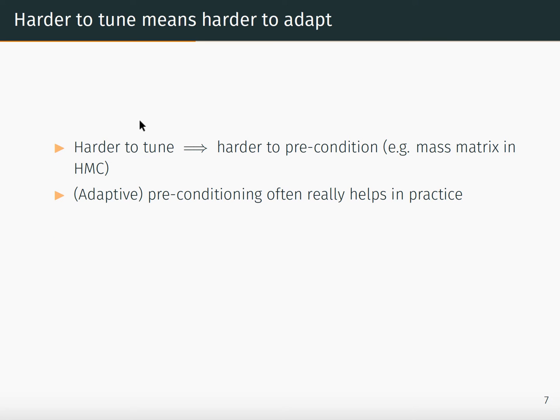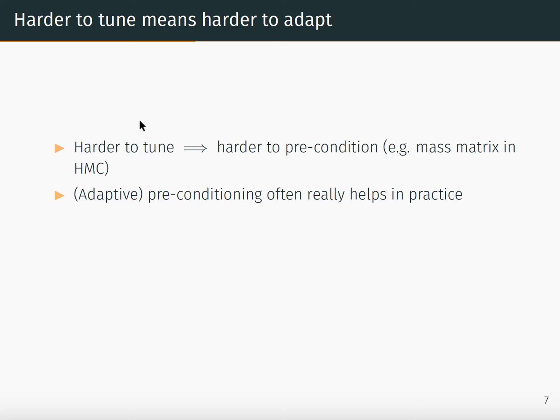So why is this a problem? Because of course, if you're a practitioner and you're using this, you think, well, okay, I just won't use that step size, right? But we want to argue that there's a bigger issue here in that if an algorithm is harder to tune in this sense, then we've found empirically that it's harder to precondition, right? And preconditioning, and particularly adaptive preconditioning, like learning on the fly good choices of step sizes and preconditioning matrices, this really helps algorithm performance in practice.